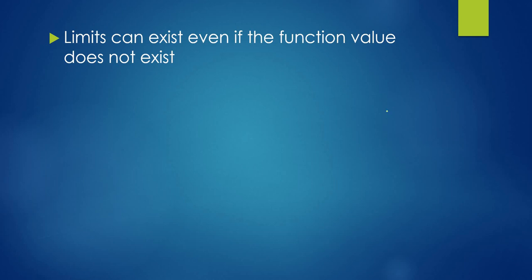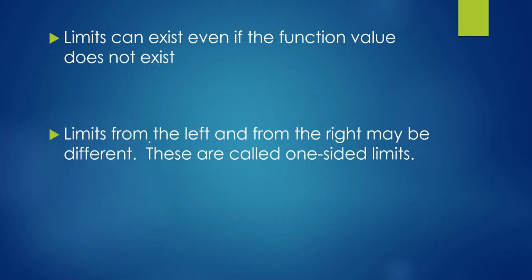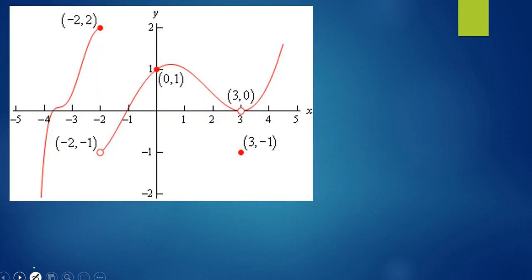Now sometimes as we approach a particular limit, we are going to get different values from each side. Limits from the left and from the right may be different. These are called one-sided limits. So let's take a look at how this works.